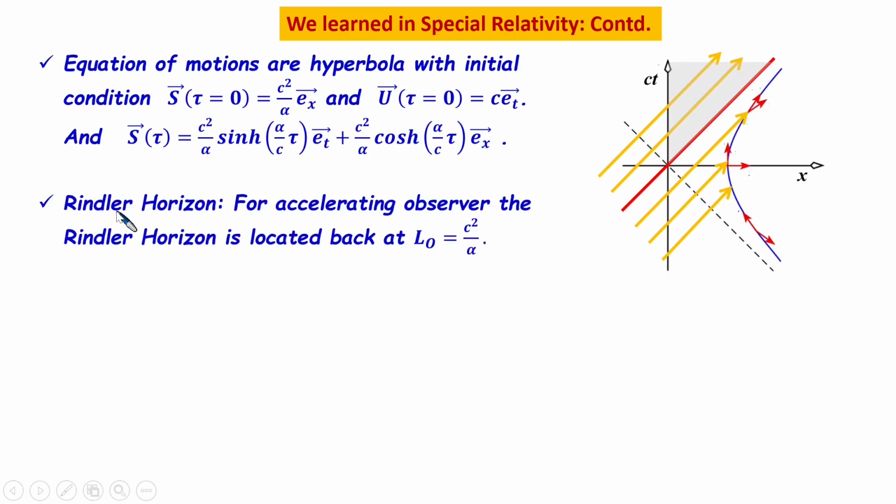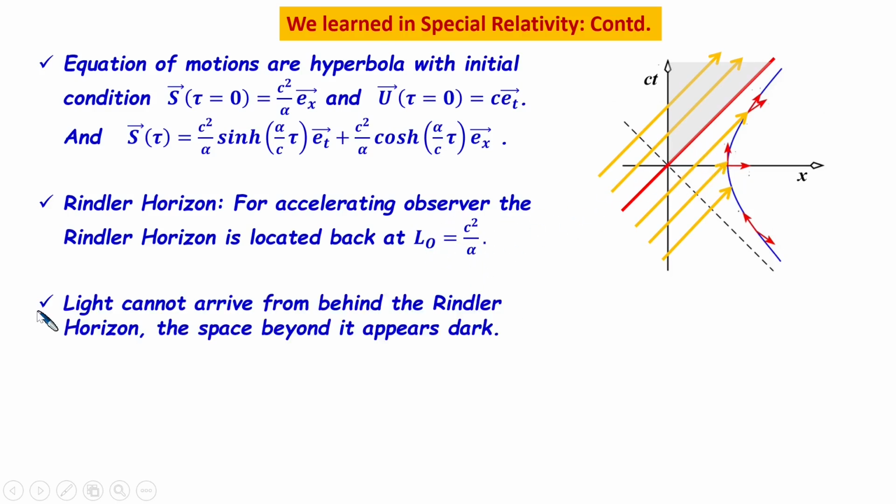And we have shown that this is your Rindler's horizon. For an accelerated observer, the Rindler horizon is located behind at L0 equal to c square by alpha. So this distance is L0. This Rindler horizon is located at this L0, which is nothing but c square by alpha, where alpha is the acceleration. And we can see that light cannot arrive from behind the Rindler's horizon. The space beyond it appears dark.